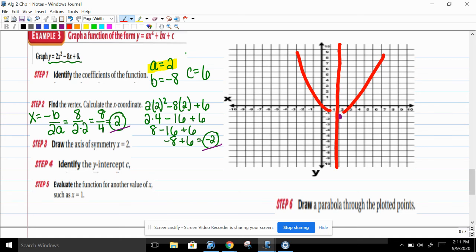Okay, we're going to find more ordered pairs in a minute. So that's step number 2. Step number 3 is draw the axis of symmetry. I already did that. That's my red line passing right through that vertex. Step number 4 is identify the y-intercept.